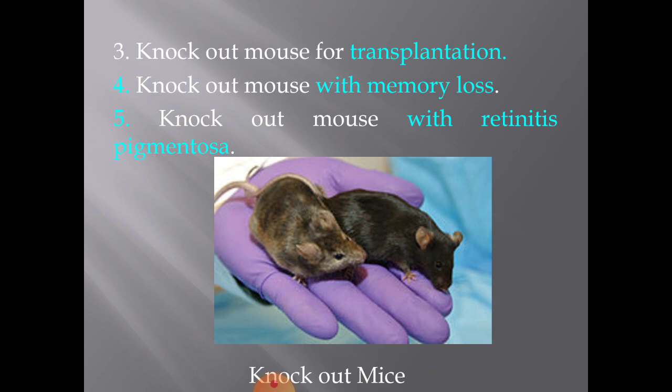So this is all about the production of transgenic mice through the embryonic stem cell culture method, and then knockout technology and its significance.